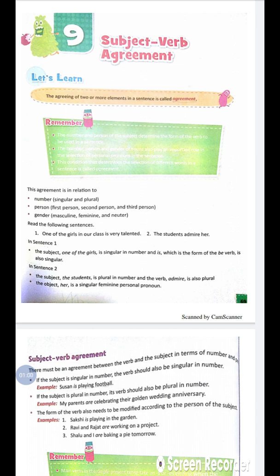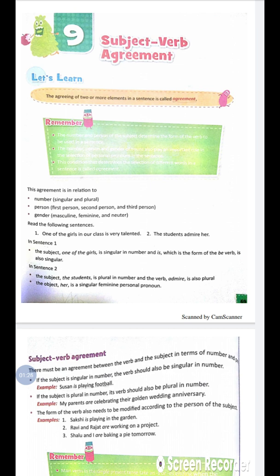Okay, so read the following sentences. One of the girls in our class is very talented. The students admire her. In sentence 1, the subject one of the girls is singular in number and is, which is the form of the be verb, is also singular. So we have to take the verb according to the number.